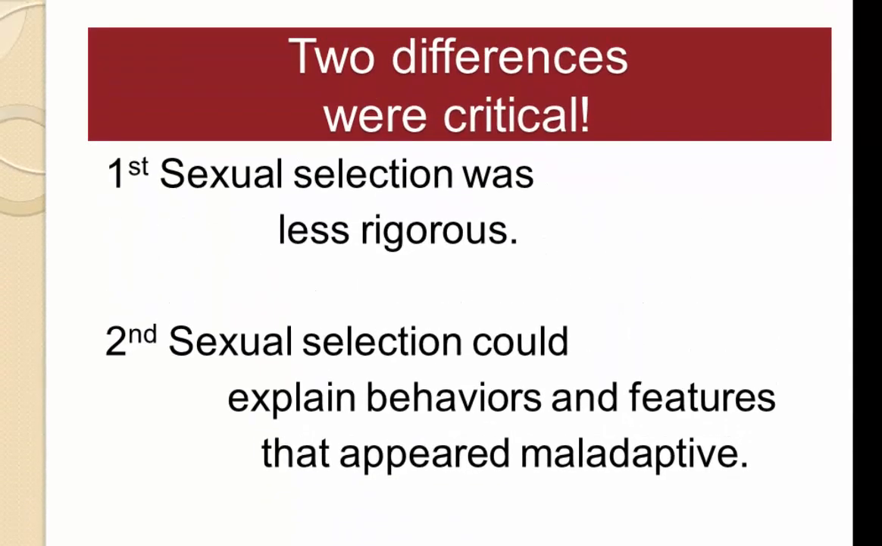So for Darwin, to summarize, there were two critical differences. First, sexual selection was less rigorous than natural selection, and secondly, sexual selection could explain behaviors and anatomical features that otherwise appeared maladaptive.